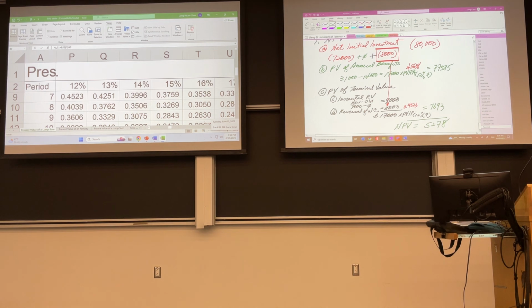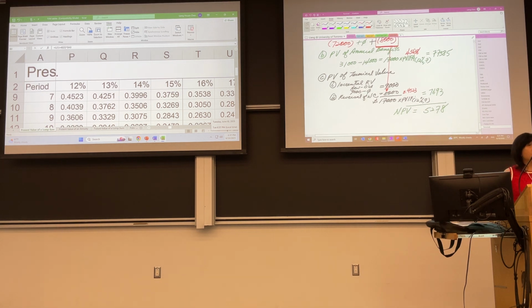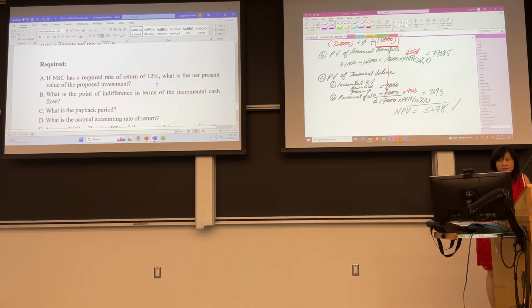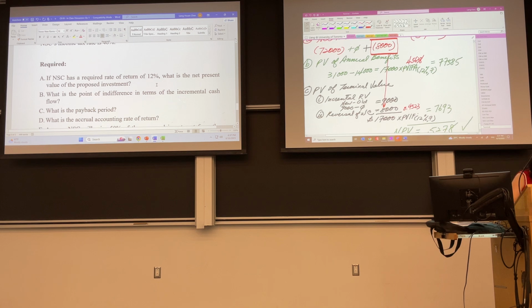Net present value. Okay? So this part of the question can be A. The next question is asking, what is the point of indifference in terms of cash flow? What does this number have to be to make me indifferent to invest or not? If I ask you for the interest rate, it's called IRR. But this one is asking you how much saving we need to have.